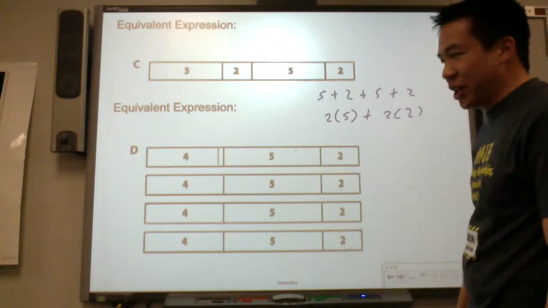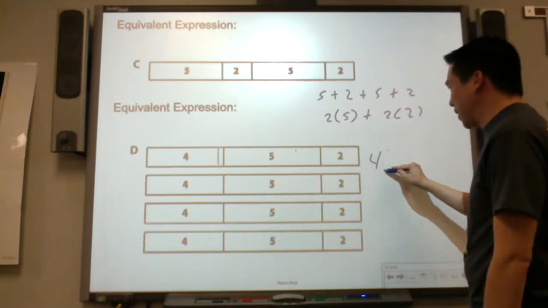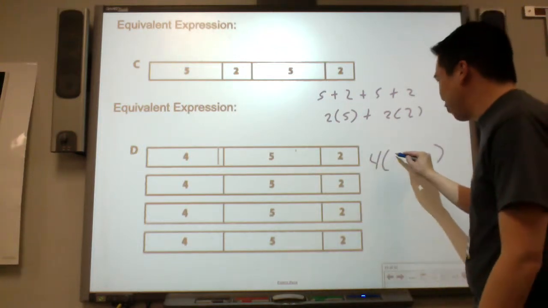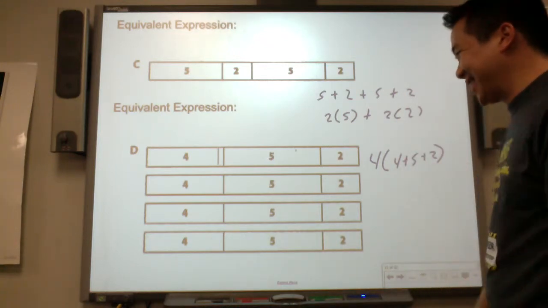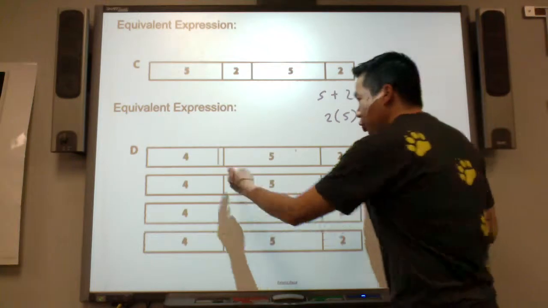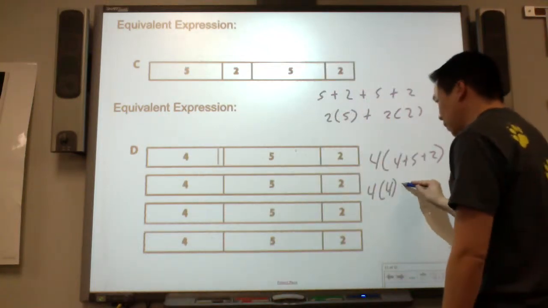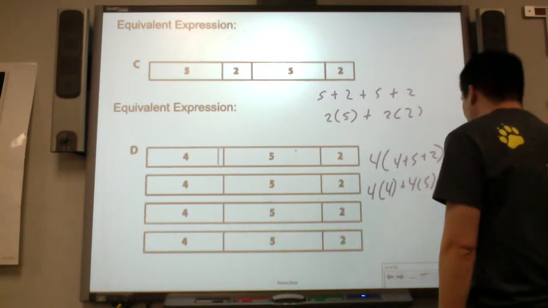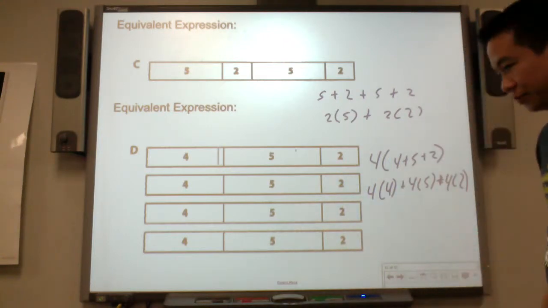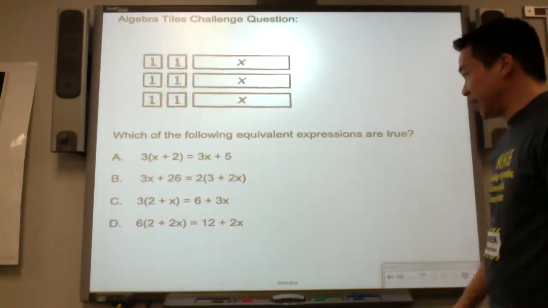This one, what do you see in this one? I see 4 groups of the same thing. Each group has a 4 plus a 5 plus a 2. Another way I can say, I see 4 groups of 4, 4 groups of 5, 4 groups of 2. Many ways you can see this.